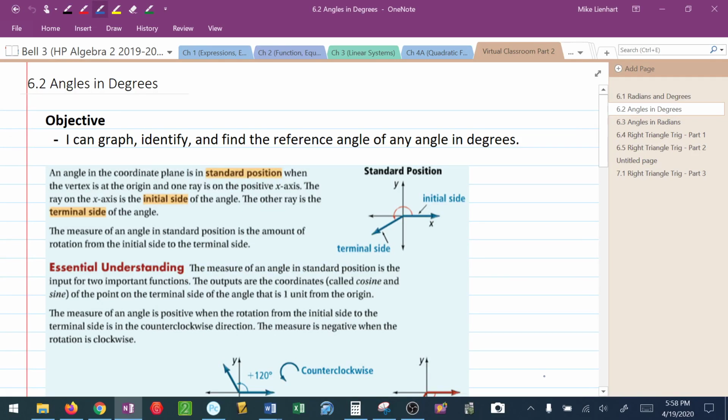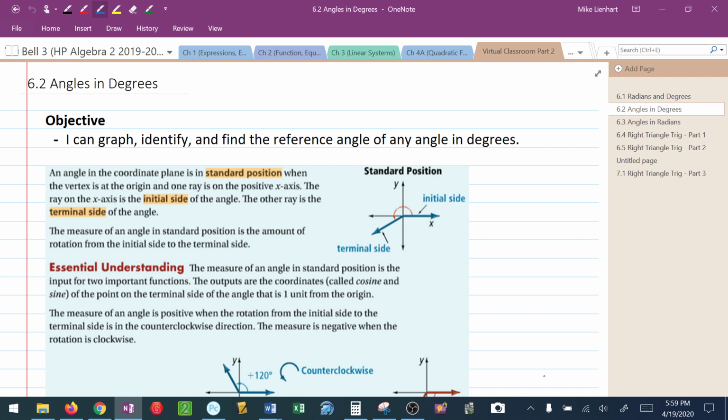In this video, we're going to talk about angles and their measures in degrees. We're going to expand on some basic concepts of geometry, and start to evolve this into something called the unit circle, in which we're going to look at trigonometry from a different perspective. Our objective today is to be able to graph, identify, and find something called the reference angle of any angle that is in degree mode.